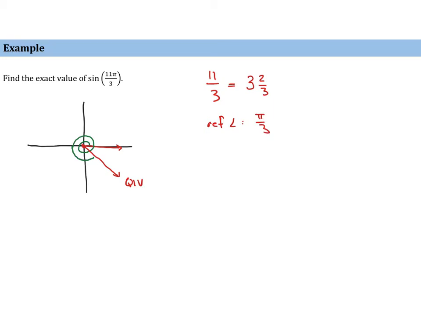The sine of pi over 3 is square root of 3 over 2. So as we look at the sine of 11 pi over 3, it will have that same magnitude, square root of 3 over 2, and we just have to determine whether it's positive or negative. Because sine is negative in the fourth quadrant, we have negative square root of 3 over 2.